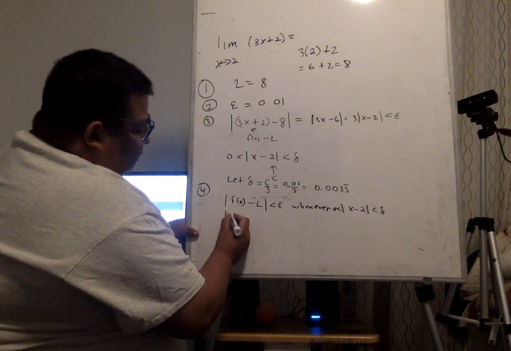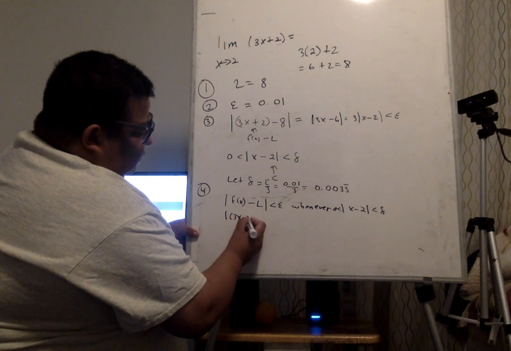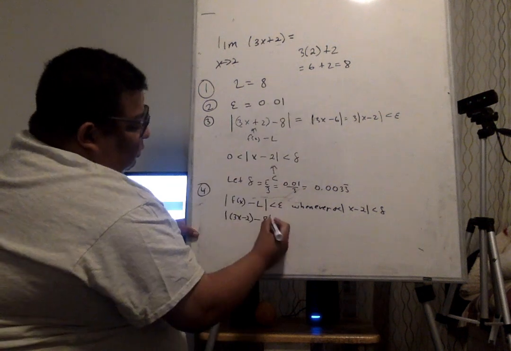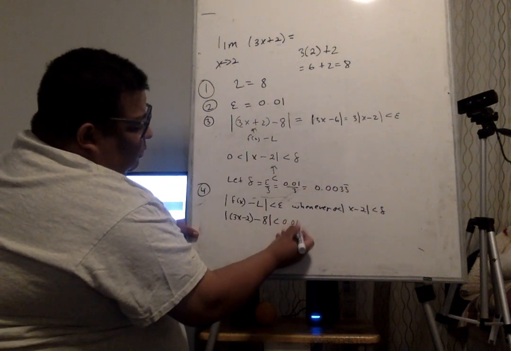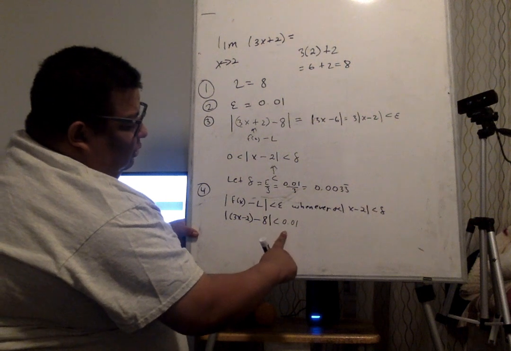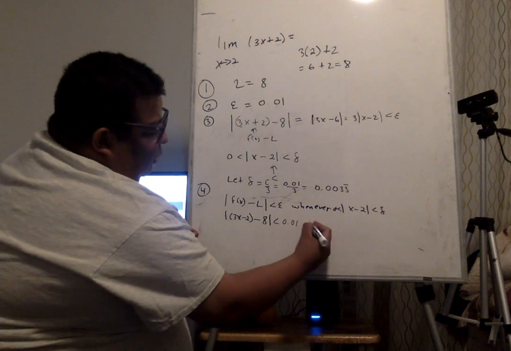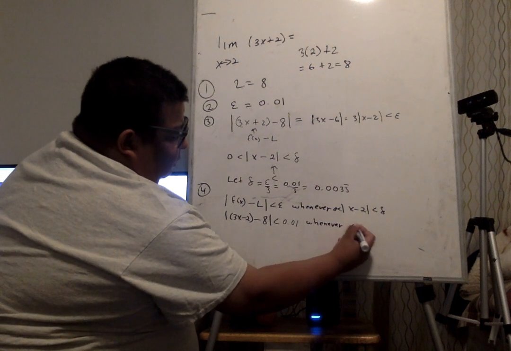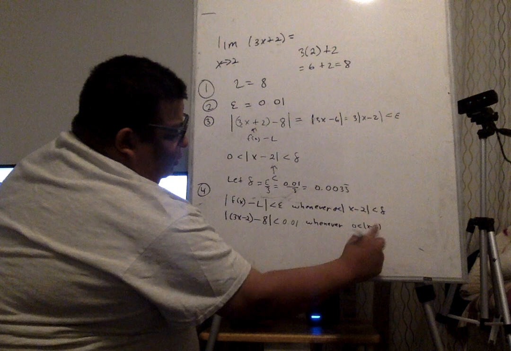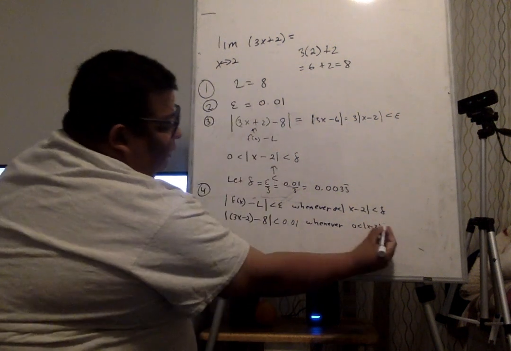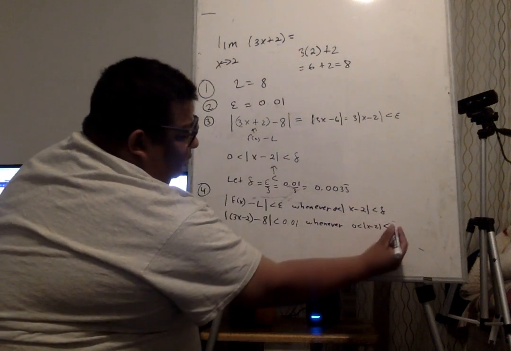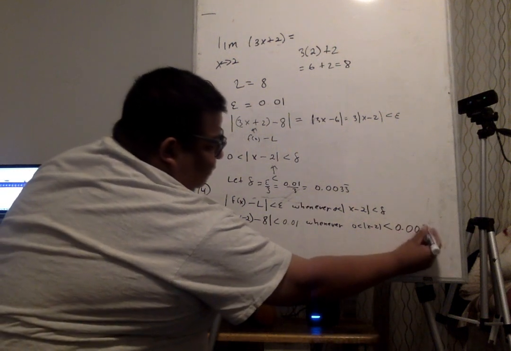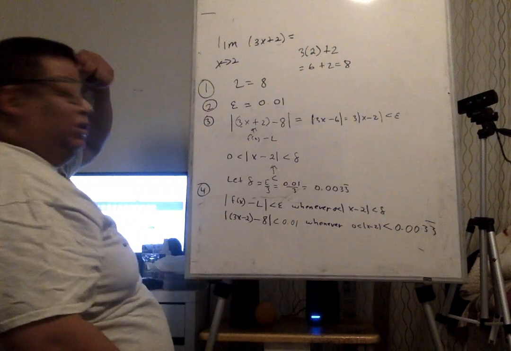So 3x plus 2 minus 8, which is the limit, is less than 0.01. So that's your epsilon. It's less than 0.01 whenever x minus 2, remember 2 is your c, whenever it's less than your delta, which is what we found here, 0.0033. That completes the proof.